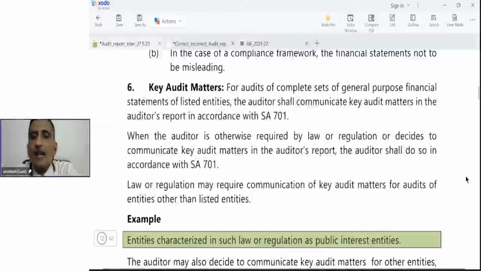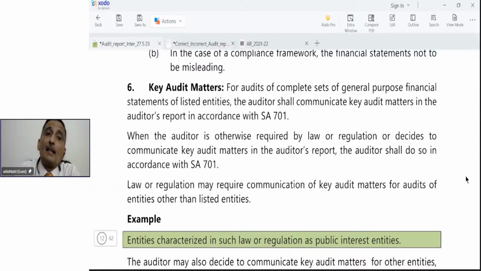So after that comes key audit matters. So what are key audit matters? These we shall be discussing in greater detail in SA 701. Broad meaning, I told you at the beginning, these are the significant matters which have been identified by the auditor during the course of his audit from the current year's matters. So the auditor will communicate key audit matters. If some matters have been identified by the auditor during the year as key audit matters, then the auditor would communicate the same in the auditor's report.